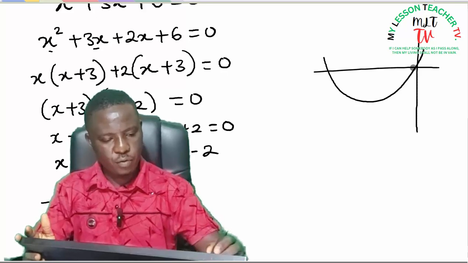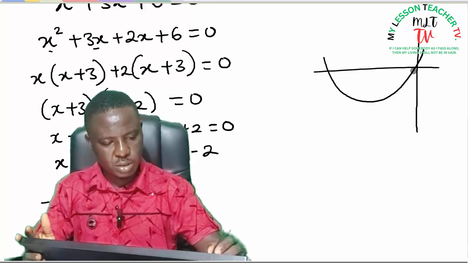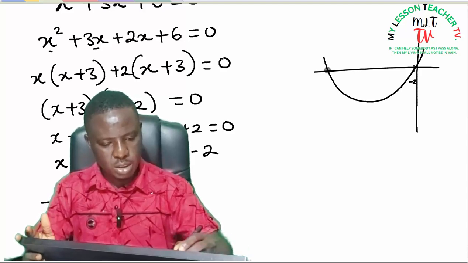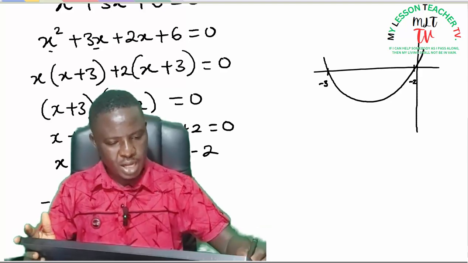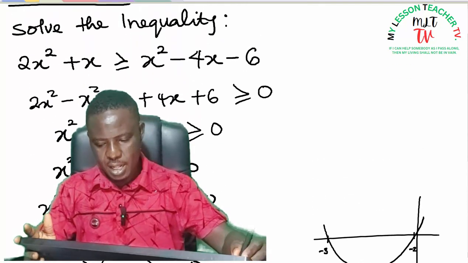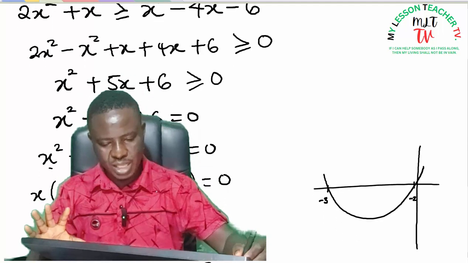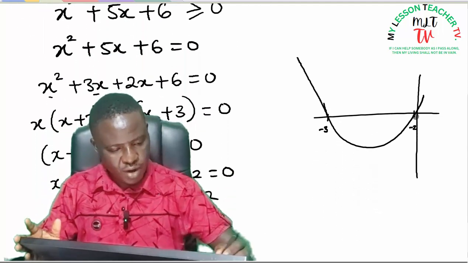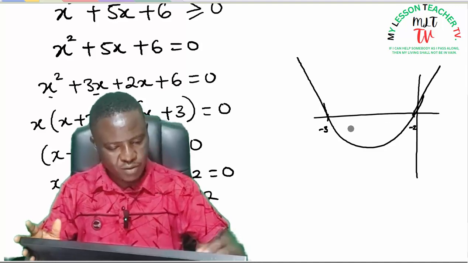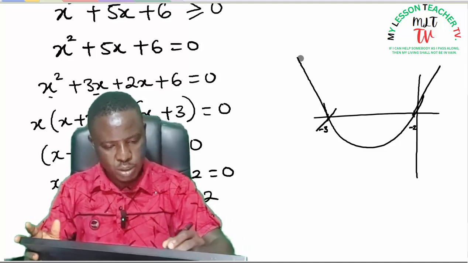So this is how our graph will be. Since this is a sketch, let's take this to be minus 2 and this to be minus 3. You discover that we are asked to find the region where this equation is greater than or equal to 0. Now, this intercept divides the graph into 3 portions.